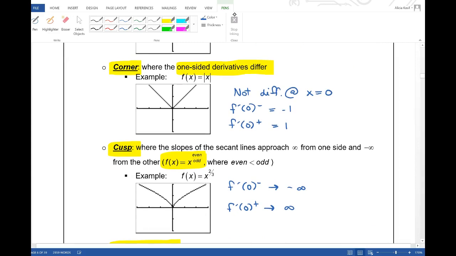This is where the left and the right hand derivatives are different. If they're not the same value, so here from the left it's -1, from the right it's +1, but it is a continuous function.